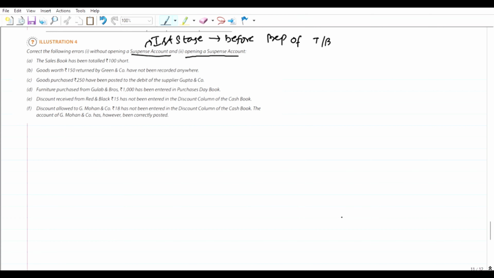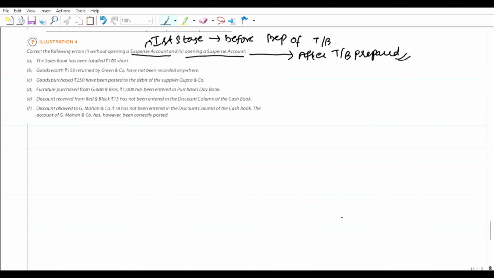And a suspense account is opened after the trial balance is prepared, but the trial balance is not tallied, and at that time we are going to use a suspense account. We have already explained and seen that many times.